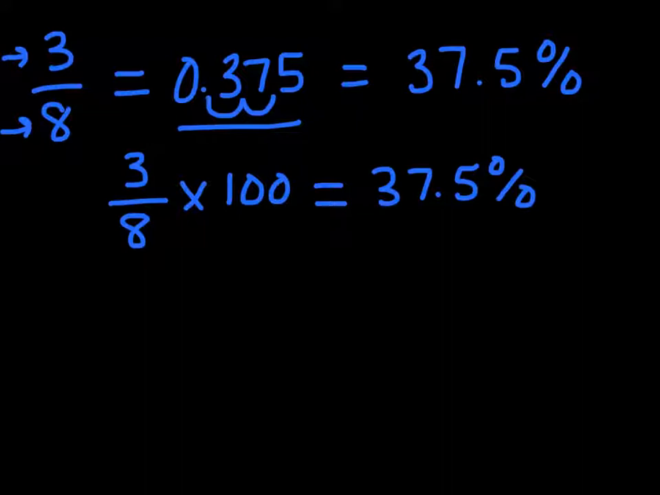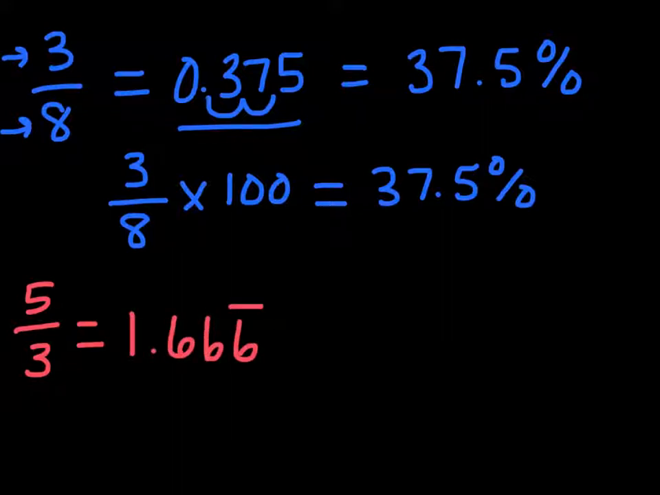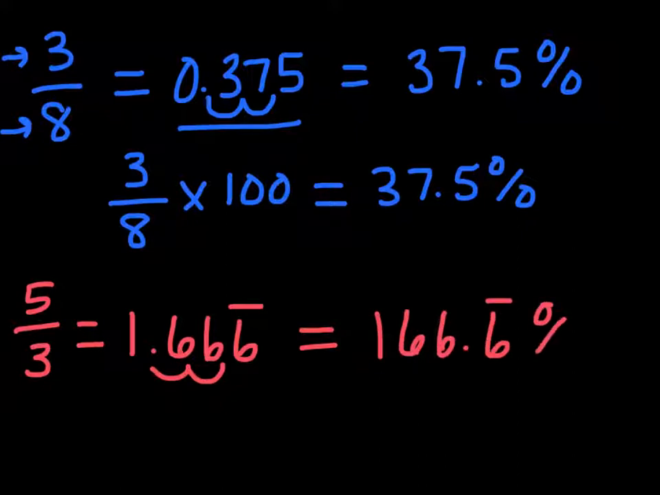Now let's try the next fraction, which is 5/3. Let's rewrite 5/3 as a decimal, which is going to be 1.666 repeating. Move your decimal point 2 places to the right or multiply by 100, and you get 166.6 repeating percent.